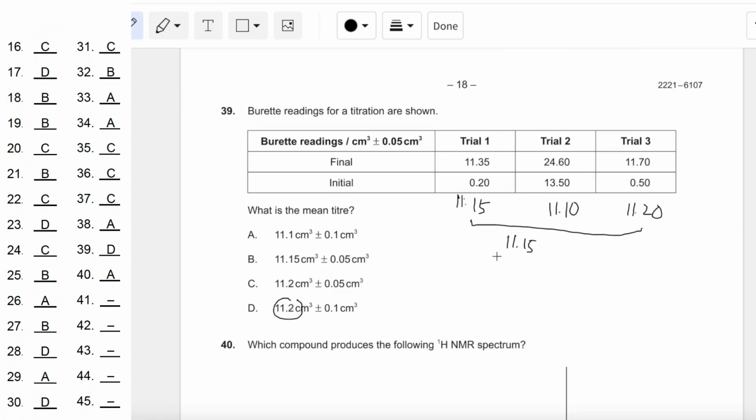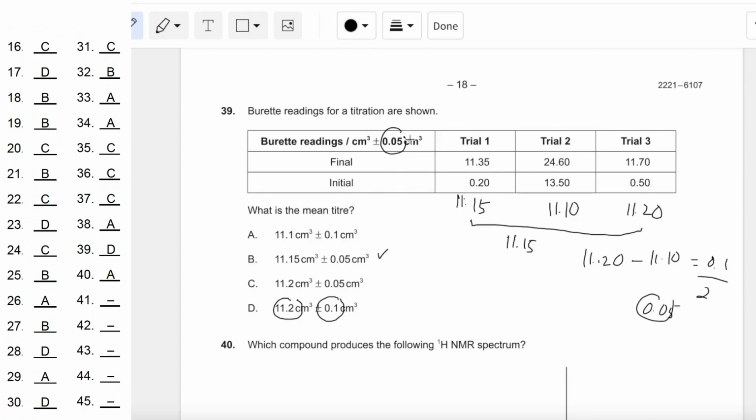At the same time, if you calculate the uncertainties, 11.20 minus 11.10, which is 0.1, divided by 2 is 0.05. 0.05 here and also 0.05 here. So it seems like the answer is B, but it takes the more simple answer, which is 11.2, but 0.1 here is not really compatible with 0.05 here.